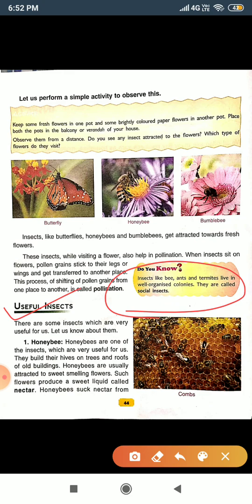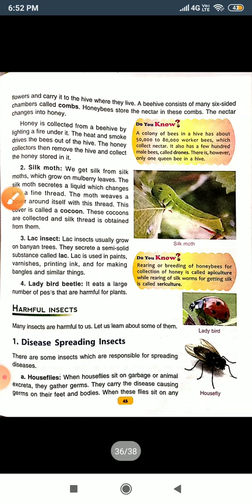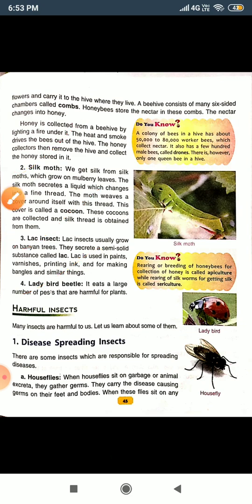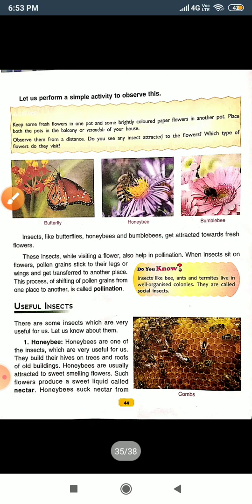Okay. And see here, I am showing you. Number 1 is the honeybee. This is a very useful insect. See number 2. This is the silk moth. This is also very useful. And see the lac insect. This is also very useful. See the ladybird beetle. This is also very useful. Okay. So these are the useful insects. That means they help us in many ways.